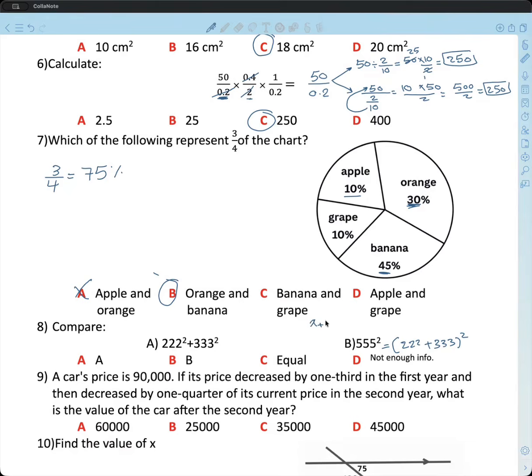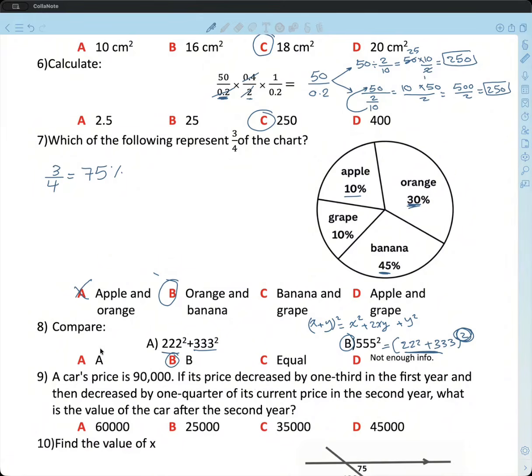What is it? If you have x plus y all squared, it will be first squared, second squared, and in the middle, you have 2 times first times second, which is 2xy. The same for this one. It will be 222 squared plus 2 times 222 times 333 plus 333 squared, so this value is greater. So if you have both numbers under one exponent or square, it's greater than if you separated them like this. It means B is greater.